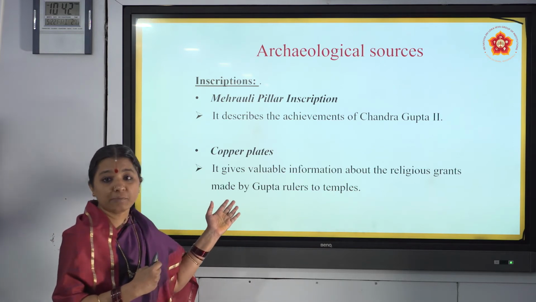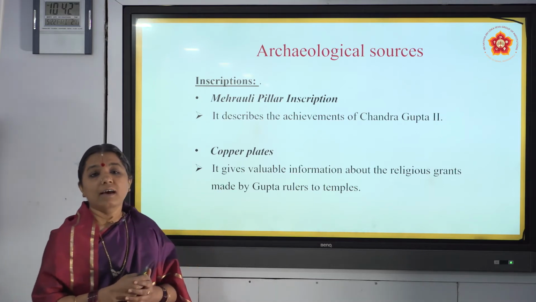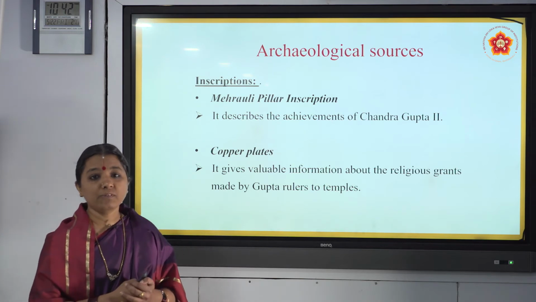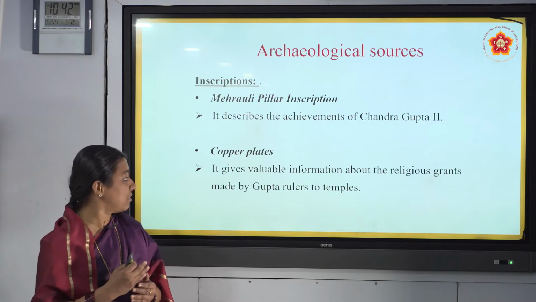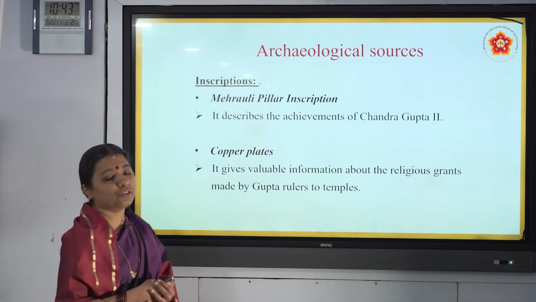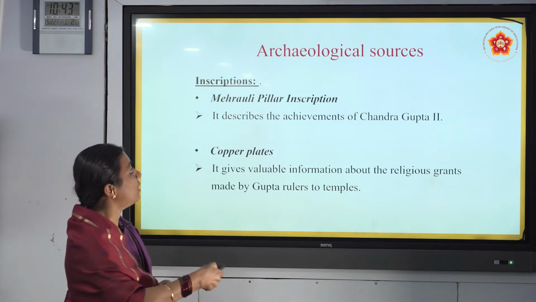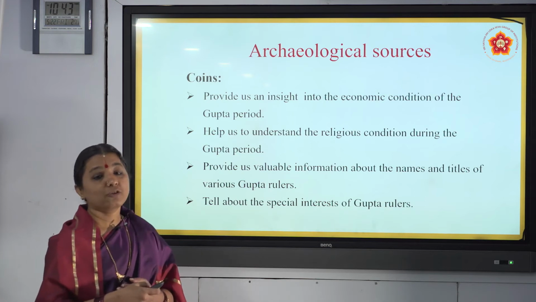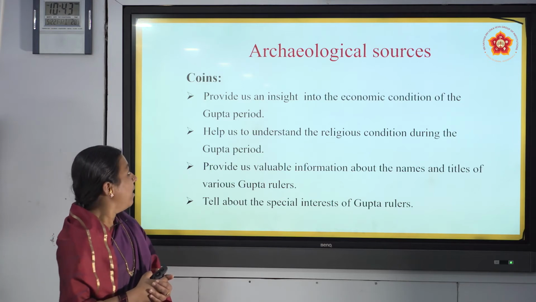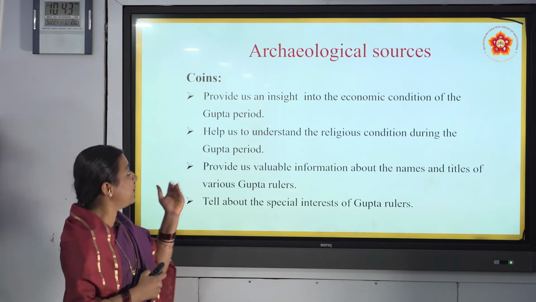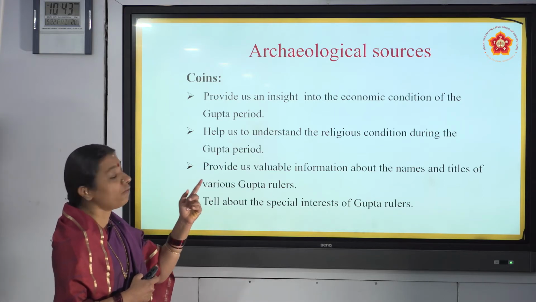So another important inscription which is inscribed in the copper plates. This inscription in copper plates gives valuable information regarding the religious grants made by the Guptan rulers to temples. So let us move on to another important archaeological source to know about Guptan history. Yes, of course, it is coins. Coins, the first being, it provides us an insight into the economic condition of Guptan period.